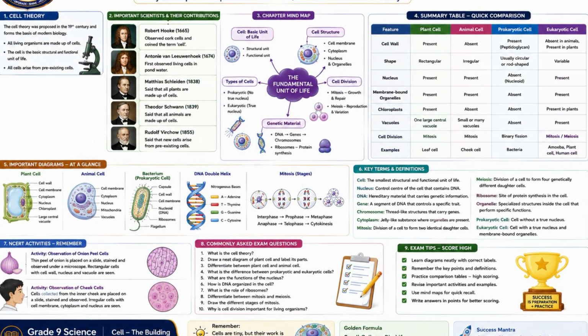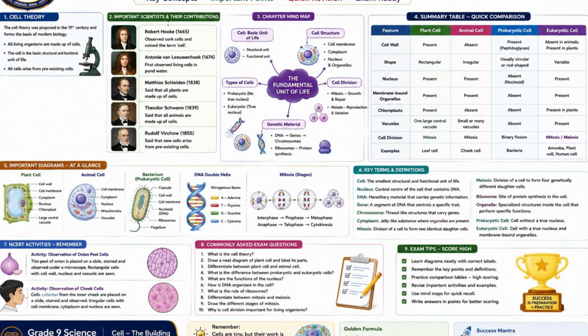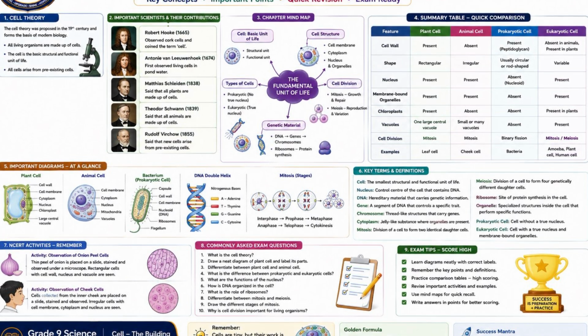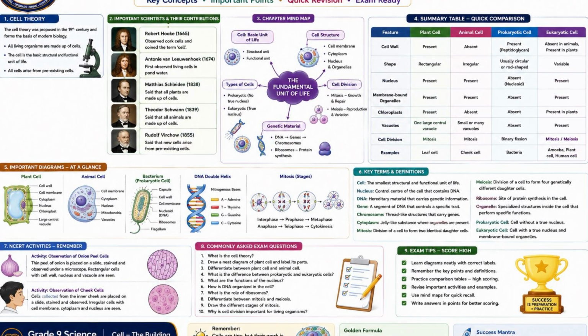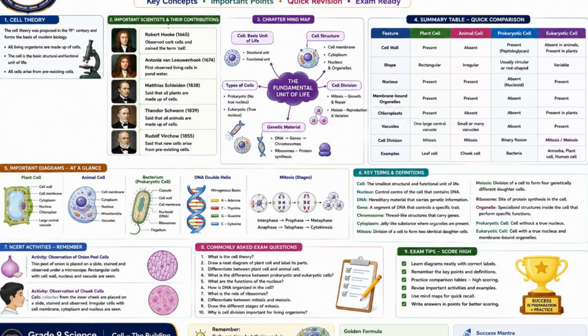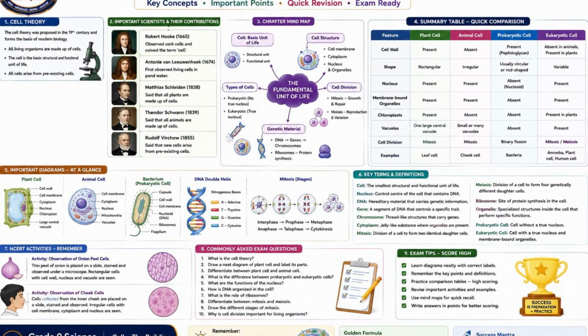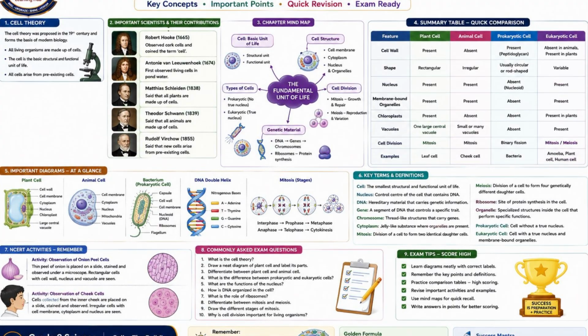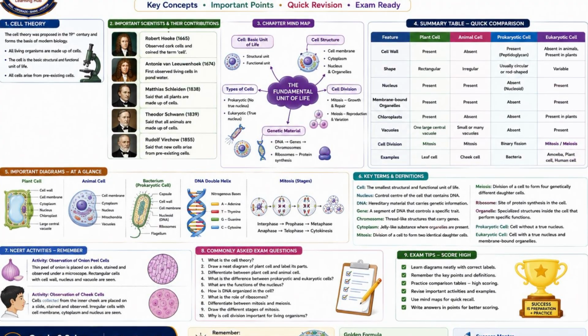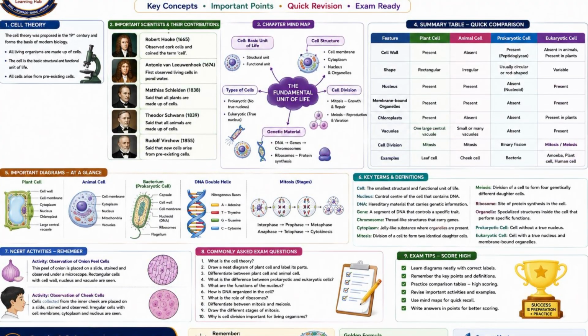Meiosis produces four genetically different daughter cells and helps in reproduction and genetic variation. Remember this simple formula. Mitosis equals growth and repair. Meiosis equals reproduction and variation. Now let us discuss two additional biological concepts.